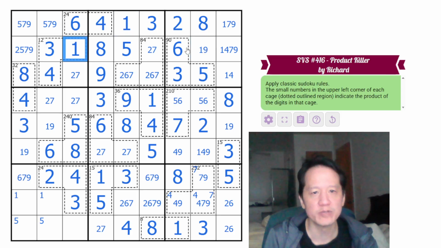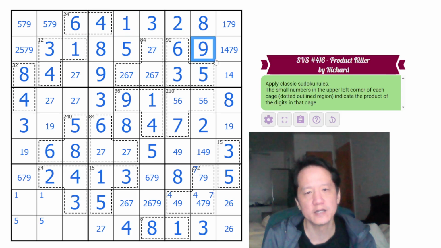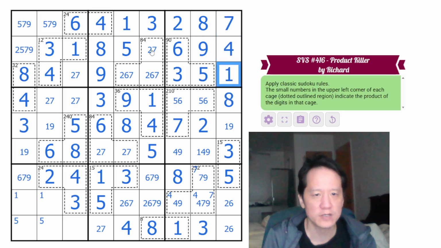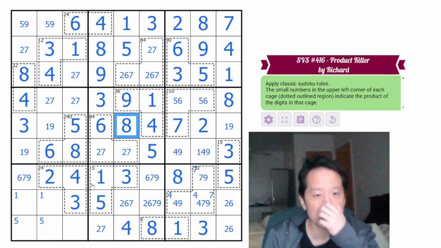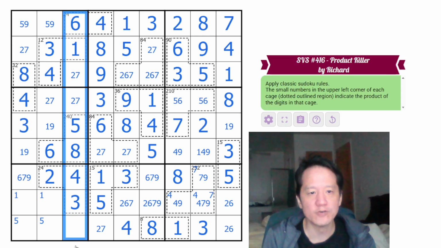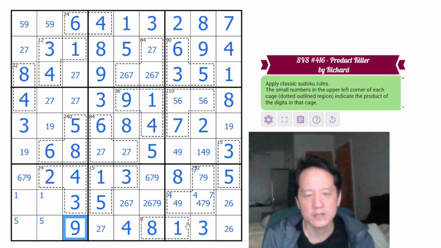This can't be 1 because of this 1, so this must be a 9. These can't be 1 anymore. It can't be 9. So this must be a 7. This is a 4. This is a 1. This can't be 5 or 9. This can't be 7. This has to be a 9 remaining in column 3.